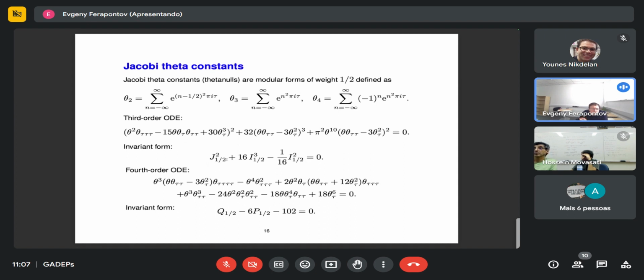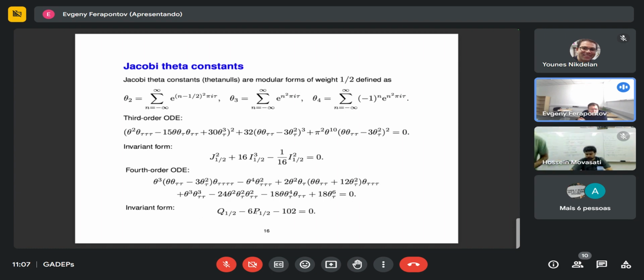This 1/2 indicates the weight again, because theta constants are modular forms of weight 1/2, right? So again, this is a nodal cubic, rational. It's a rational curve, a rational cubic. And the fourth order ODE, okay, I actually haven't seen it in the literature, but it's straightforward to get it. This is a fourth order ODE, and again, in terms of the invariants, it's a very simple relation defining a line in the PQ plane, just a line, right?